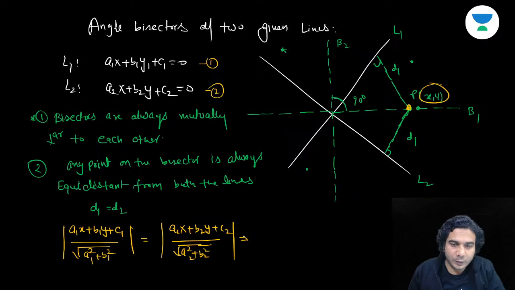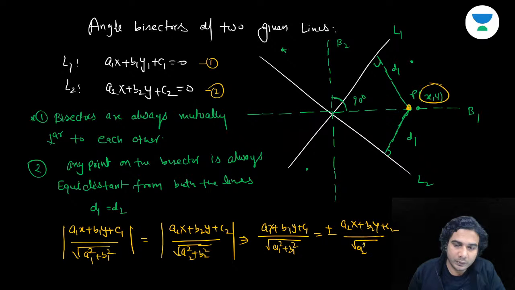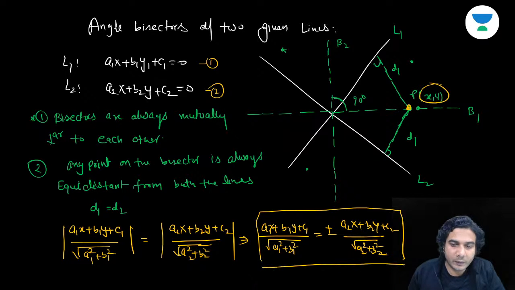If you remove the mod, then you get a plus minus sign. So the equation will be (a1x + b1y + c1) upon the square root of a1 square plus b1 square is equal to plus or minus (a2x + b2y + c2) divided by the square root of a2 square plus b2 square. Taking the plus sign, you'll get one of the bisectors, and by taking the minus sign, you will get the equation of the other bisector. So basically, you'll get both bisectors using this.